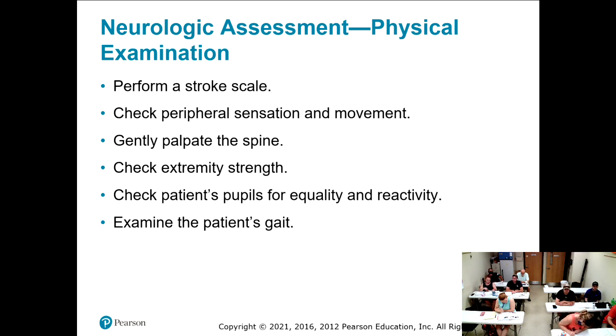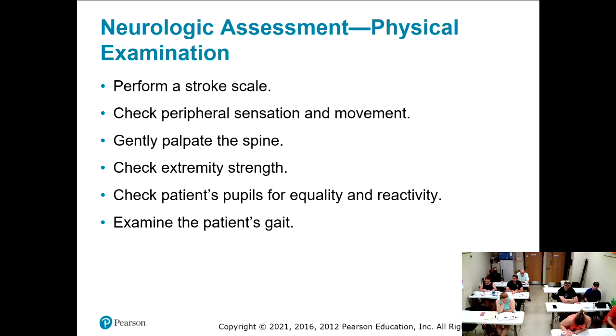Gently palpate the spine. So with accidents and whatnot, we're going to walk our fingers right down the spinal column. We're going to be feeling for any sort of broken bones in there. We're going to be feeling for any pain. So you might push and they might go, ow, that hurts. Those are the things we're looking for. Extremity strength, we just talked about. That's grip strength, how well they're pushing and pulling with their feet.